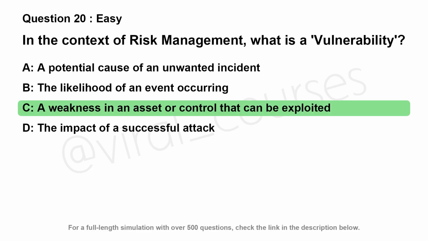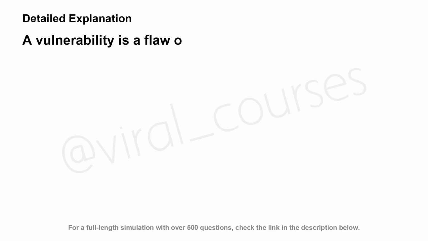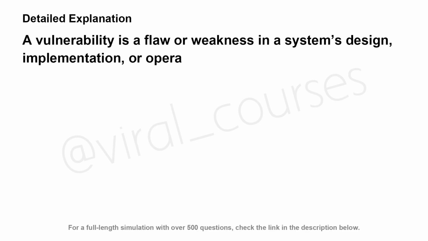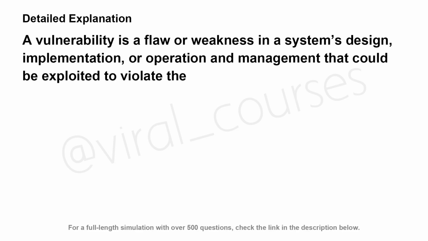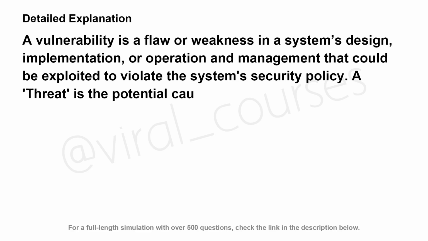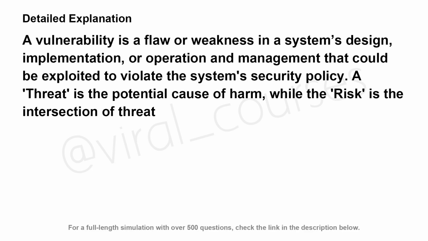The correct answer is C. A vulnerability is a flaw or weakness in a system's design, implementation, or operation and management that could be exploited to violate the system's security policy. A threat is the potential cause of harm, while the risk is the intersection of threat, vulnerability, and impact.